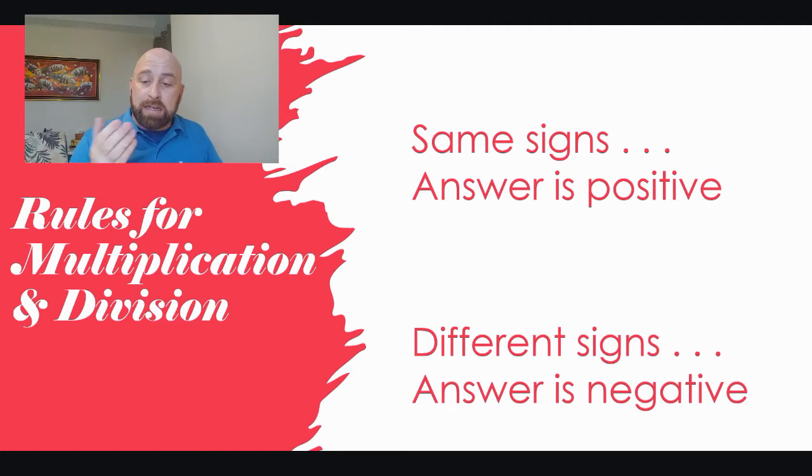In that case, the next rule is if we have different signs, the answer is going to be negative every time. And again, it doesn't matter what the numbers are. If one is positive and the other one is negative, and you multiply or divide, you're going to come out with a negative answer every time. Okay? So you just need to memorize those two rules, learn those two rules, and then apply those two rules.